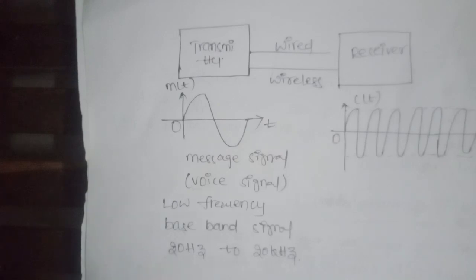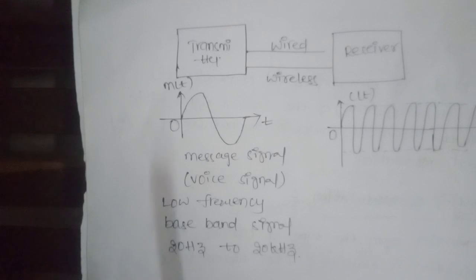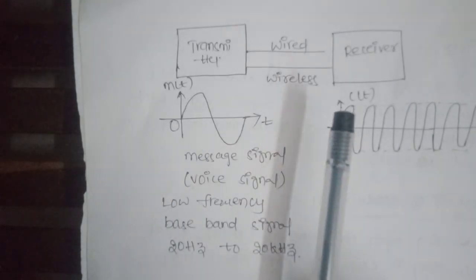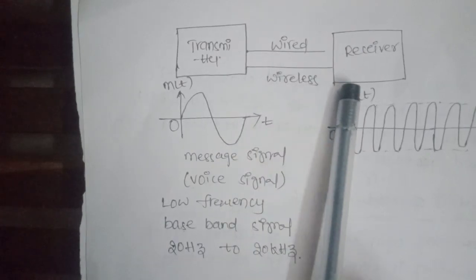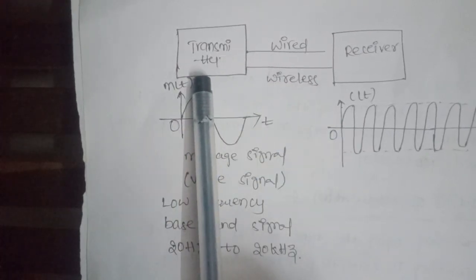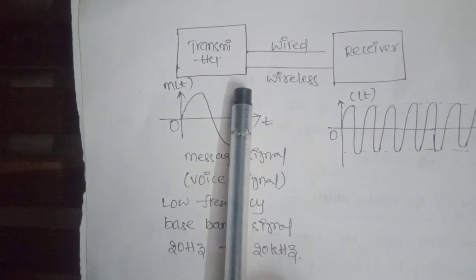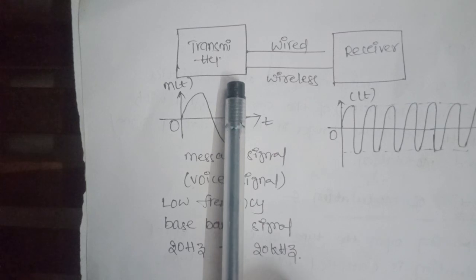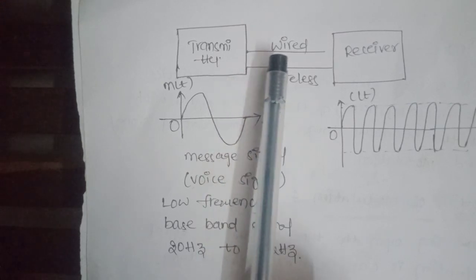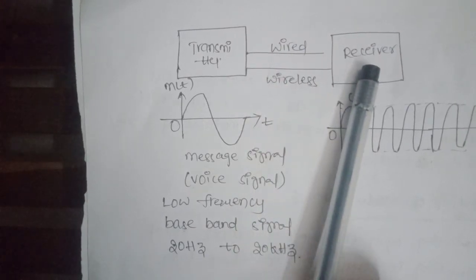Today our topic is modulation. Before going to discuss the modulation technique, here we have a basic block diagram of a communication system. Here the transmitter will generate the message signal or information signal, that is a very low frequency signal, that will be passed through either wired or wireless to the receiver.